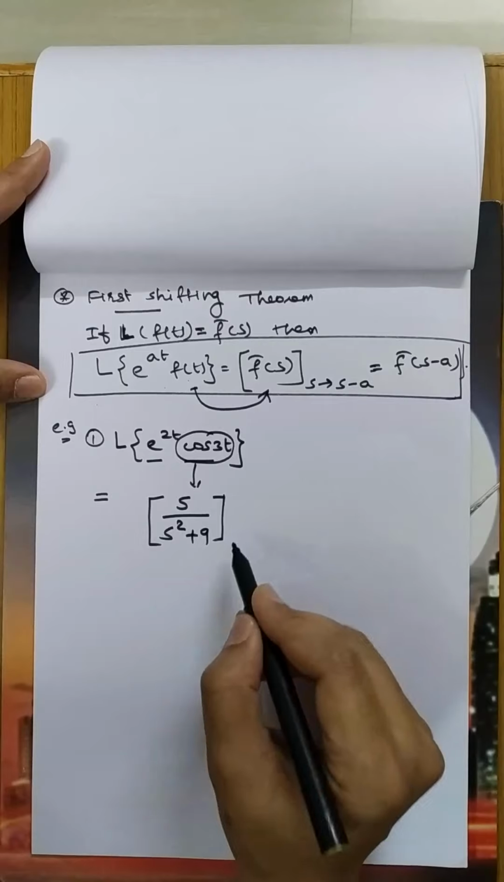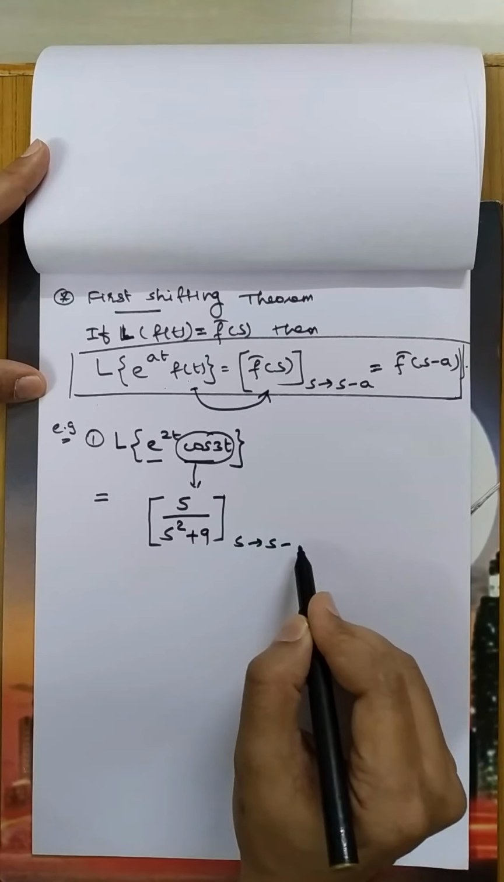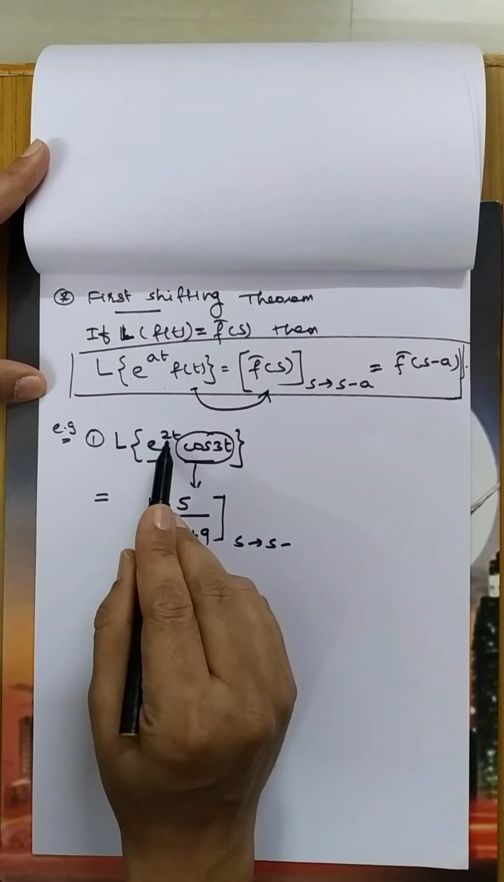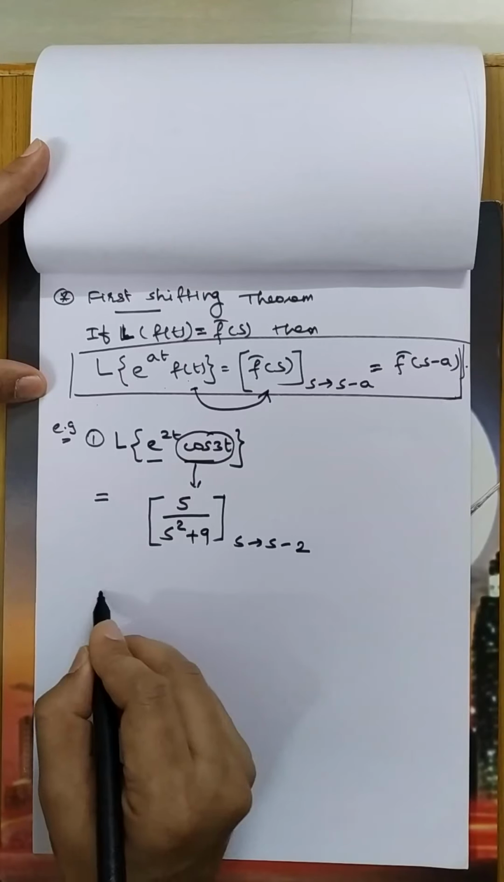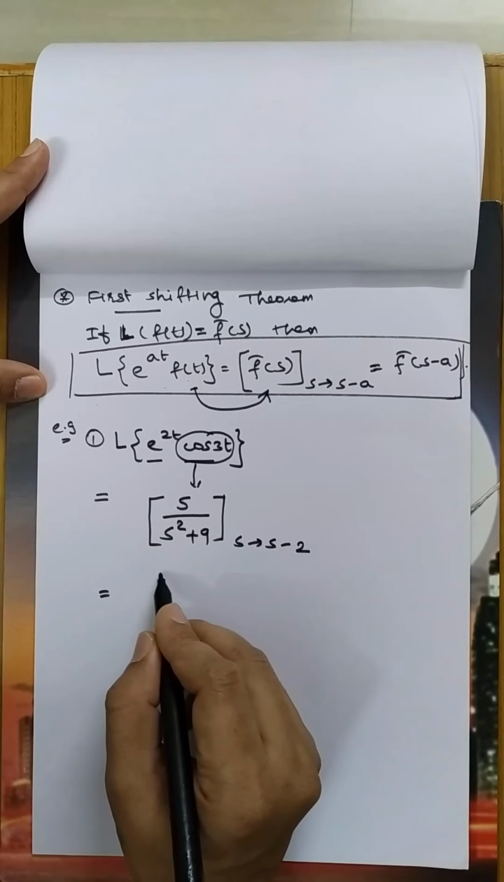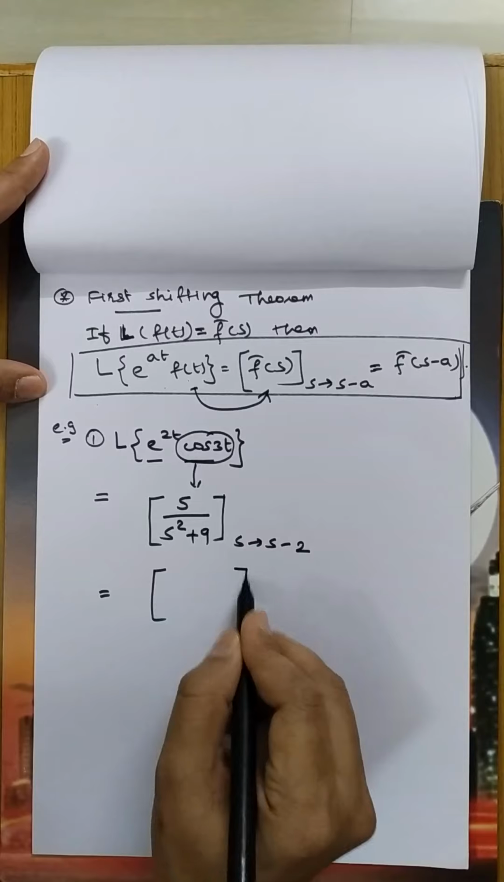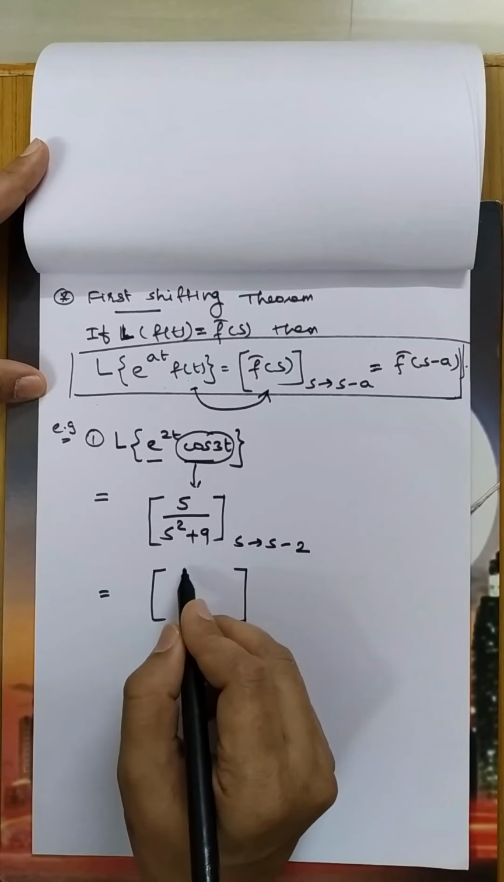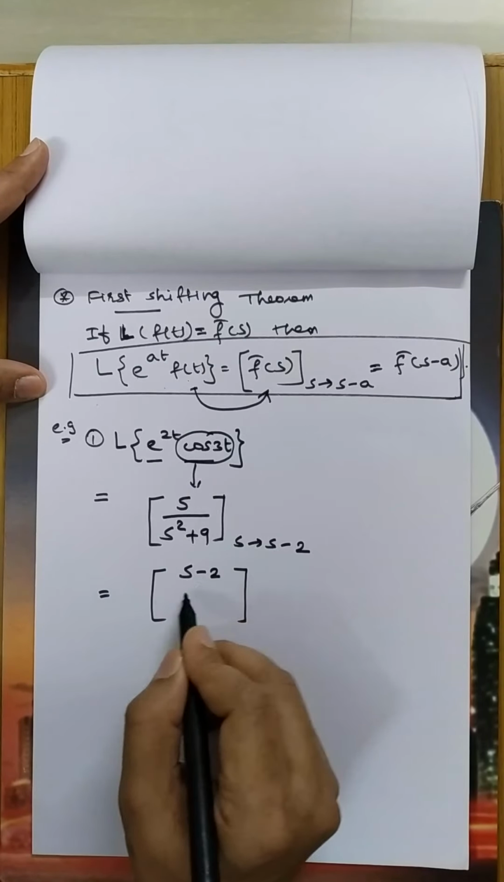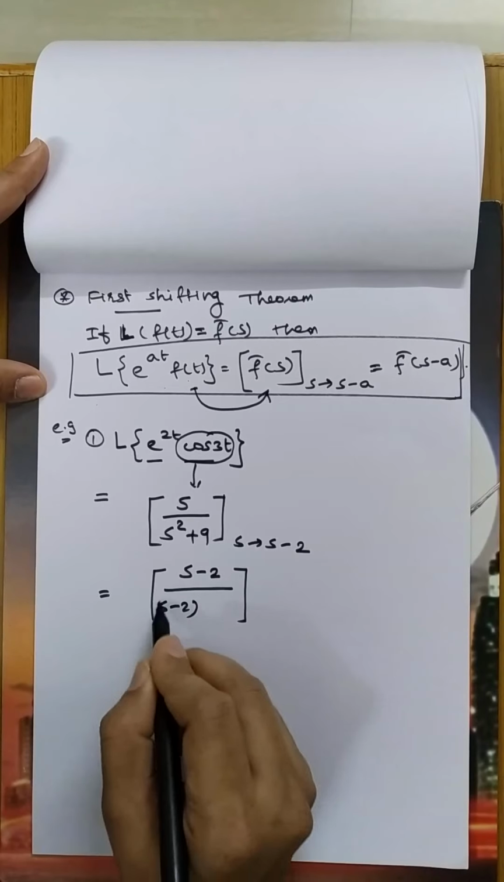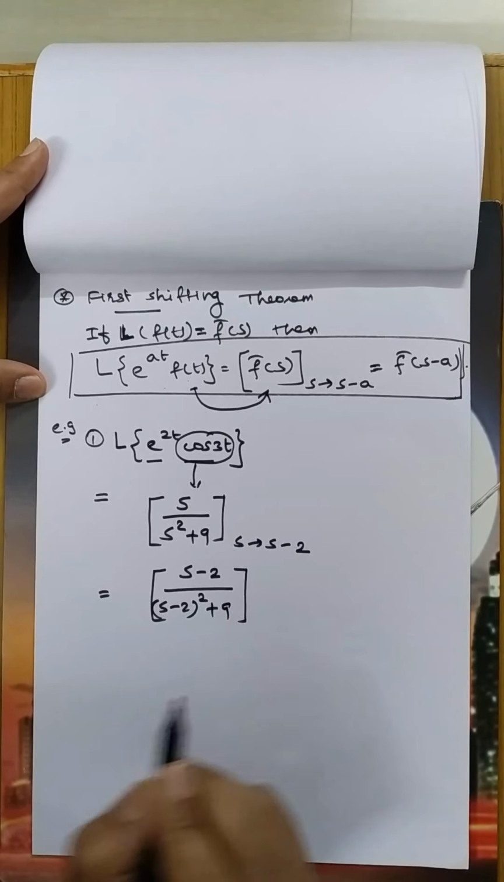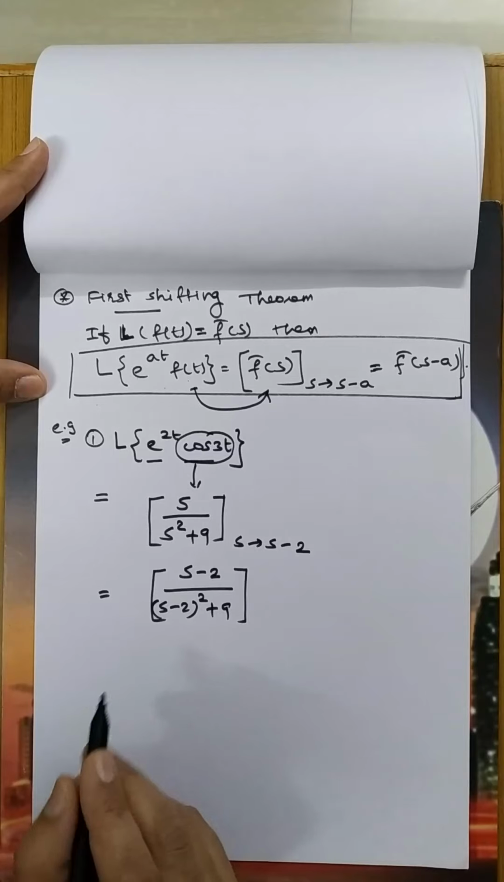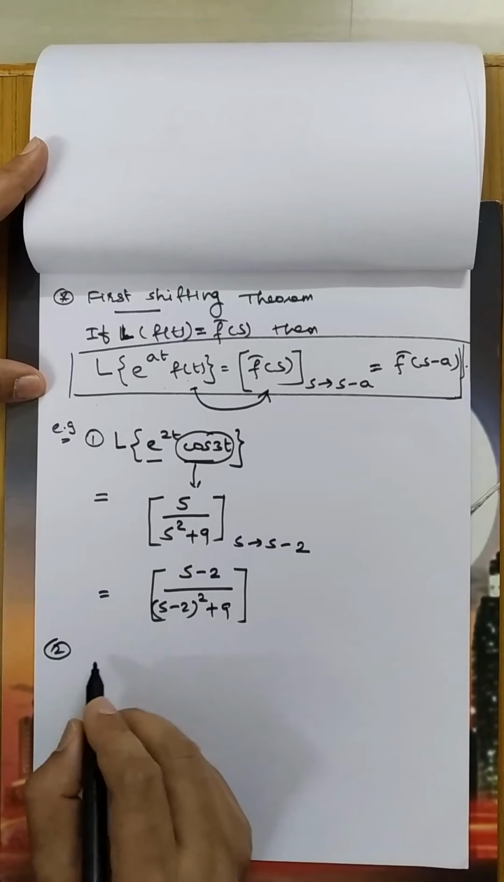Now we will apply shifting. s tends to s minus a, but in this particular case a is 2. Now one last step and you will get your final answer. Just replace s by s minus 2. So this is a very important theorem, the first shifting theorem. Let's take another example.